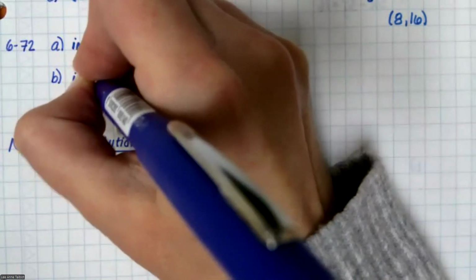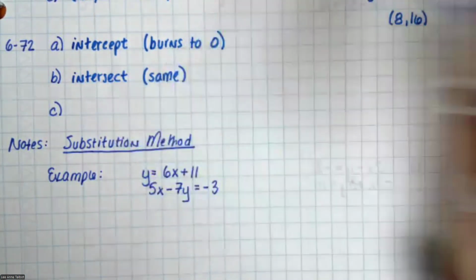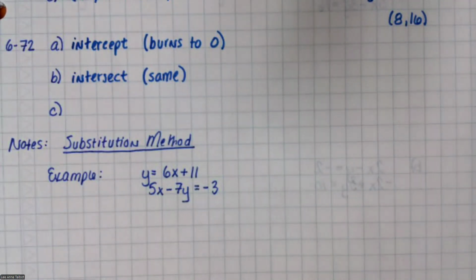B is intersect, because the problem said, when do they have the same amount? So that's the clue there, intersect. How are we doing so far?